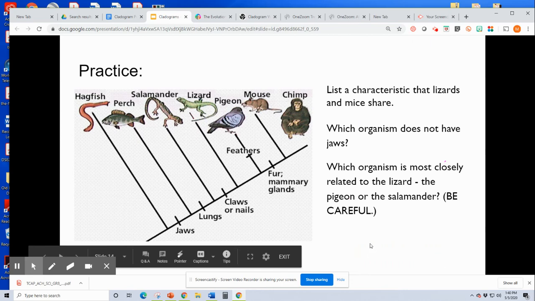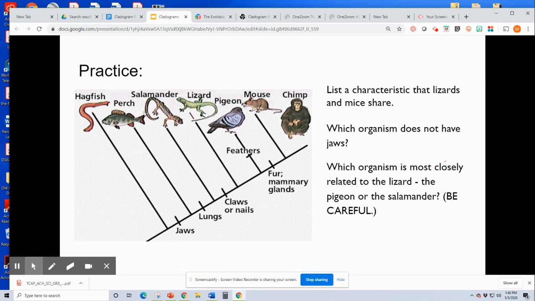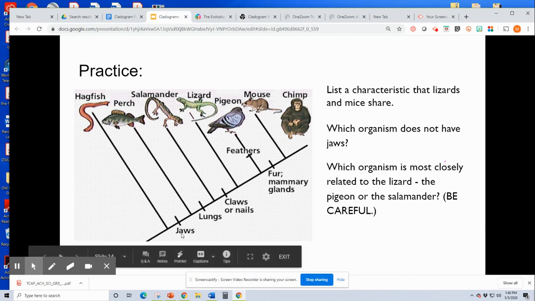So here's a little bit more practice for you. Here's a different cladogram. This one has a hagfish, a perch, a salamander, a lizard, a pigeon, a mouse, and a chimp. There we go. And our characteristics: jaws, lungs, claws or nails, feather, development of feathers occurred along this individual unique evolutionary pathway, fur and mammary glands. I guess they kind of smooshed one together there. All right.